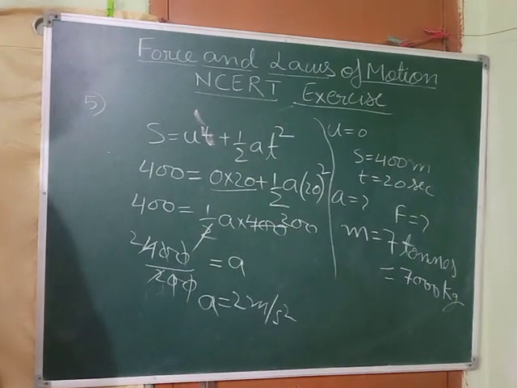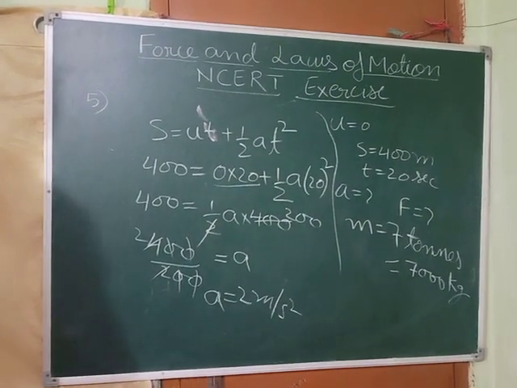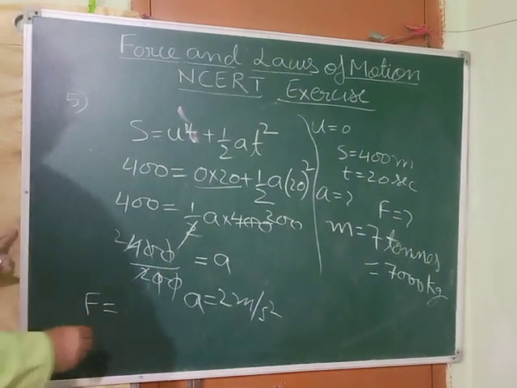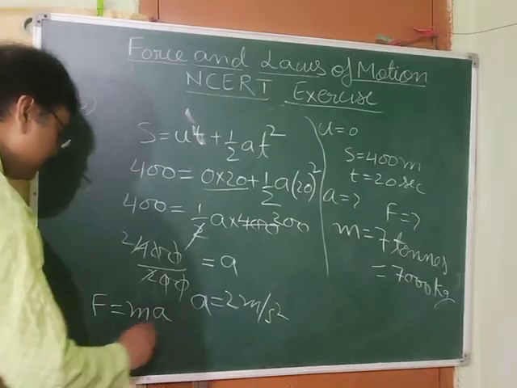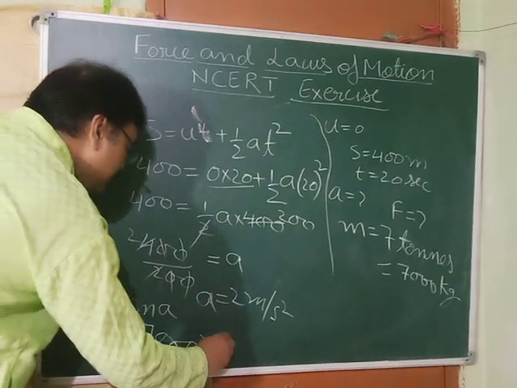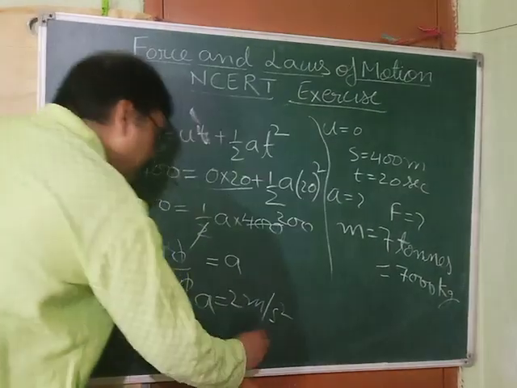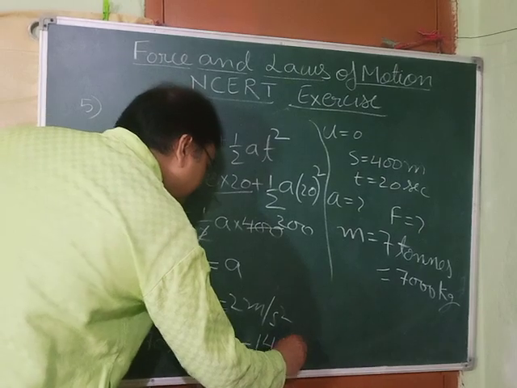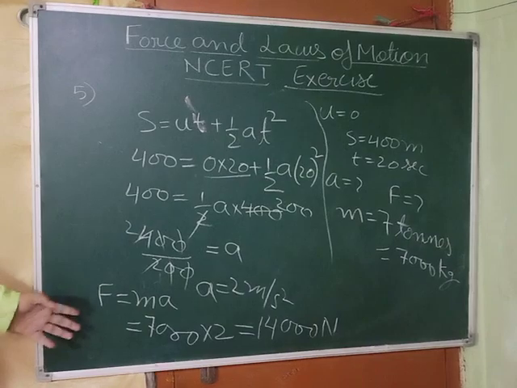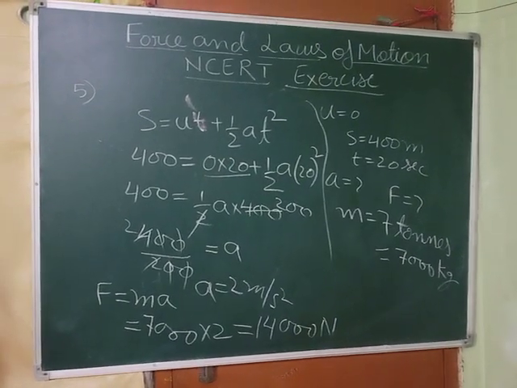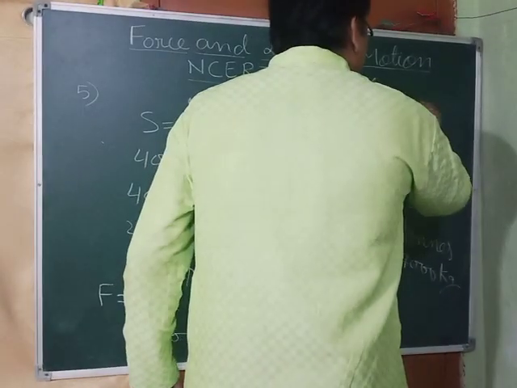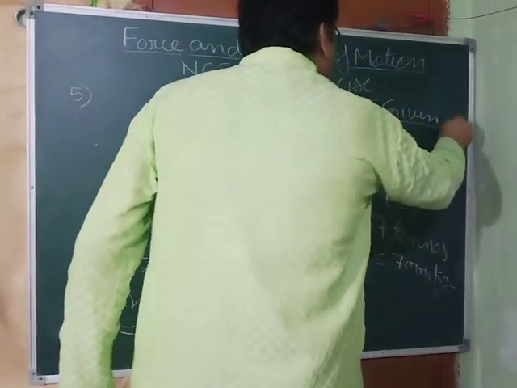First part you have done. Acceleration we have got. Now second part, we want to find out the force. Now what is force? According to Newton's second law, F is equal to mass into acceleration. What is mass? It is 7000. Acceleration is 2. So what is the force? 14,000 Newton. So in this way we can get the force also. Got both the things? Note it down. This is given, and this is your solution.